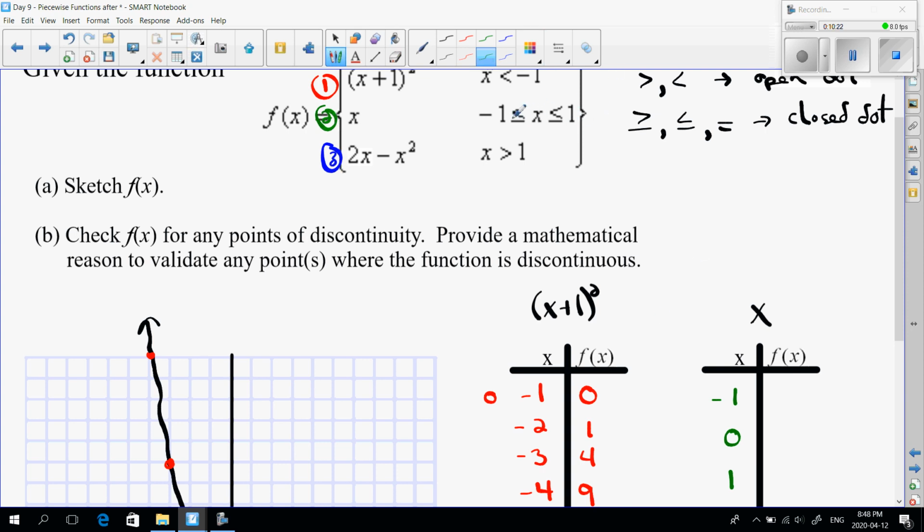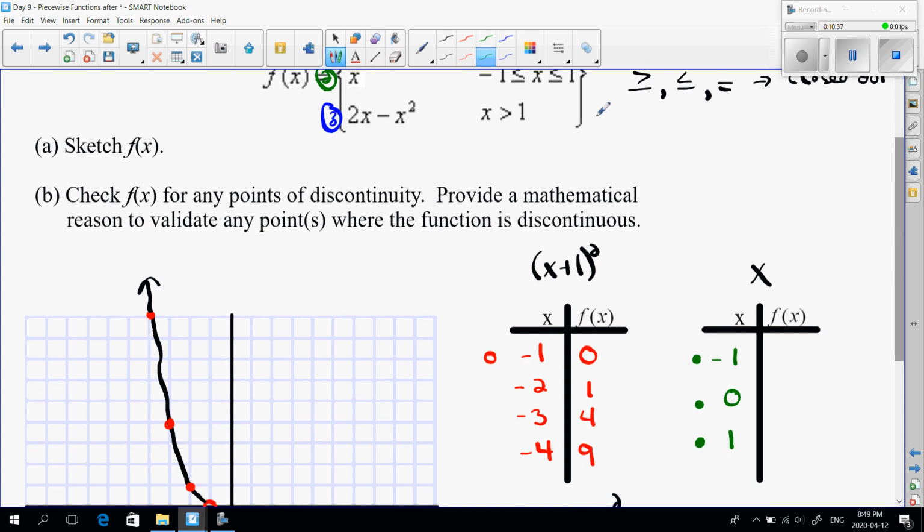Well, look, it's greater than or equal to -1. Greater than or equal to, closed dot. Less than or equal to +1, closed dot. And the 0 would also be a closed dot. Pretty simple calculation here. When x is -1, f of x would be -1. When x is 0, f of x would be 0. When x is 1, f of x would be 1.